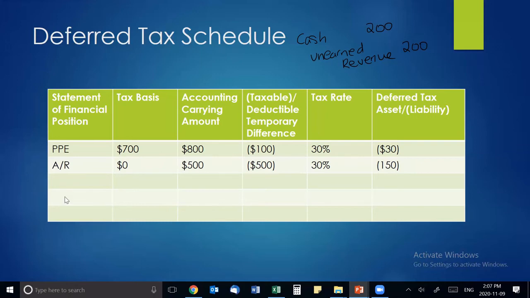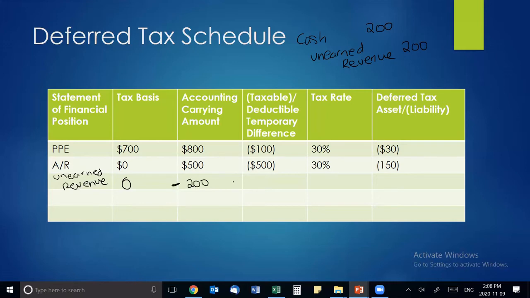Okay. So the statement of financial position, you're always going to include the account that's not cash. Okay, so we're not going to use cash here. We're going to use unearned revenue. So if you have cash and something else, use the something else. Okay, so right now, unearned revenue is going to be our statement of financial position. Tax basis is always going to be 0 for anything other than PP&E. Our carrying amount here, unearned revenue is showing at $200. Okay, so 200.